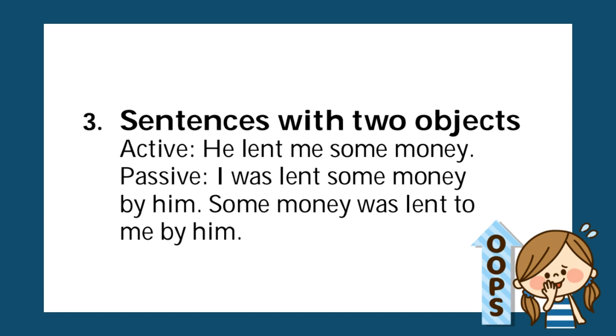I was lent some money by him. Lent is in simple past and it became was plus past participle form. Here was is used. Was lent some money by him. Or we can write the same sentence in another way: some money was lent to me by him. Okay, both the objects are included. So this is how we can change sentences with two objects into its passive form.